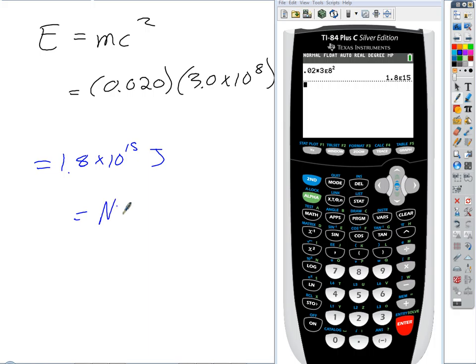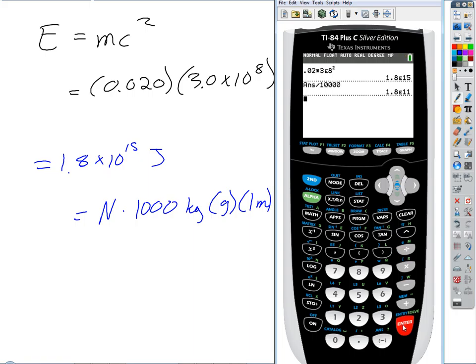So n times 1,000 kilograms times g times 1 meter, because that's the amount of work required to pick up a 1,000 kilogram car 1 meter, isn't it? 1,000 times roughly 10, so about 10,000 newtons times 1 meter, about 10,000 joules. Okay, so we'll just divide this by 10,000. And the answer is 1.8 times 10 to the 11.